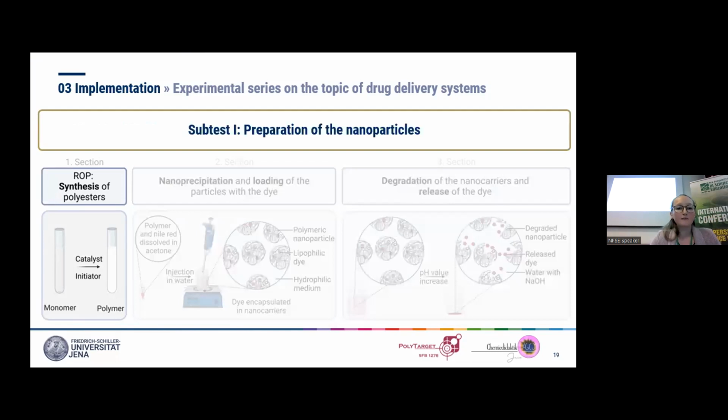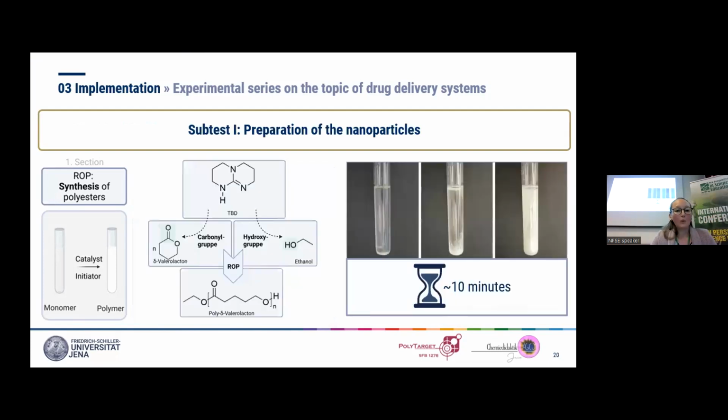In the first part, the preparation of the nanoparticles is the focus. Therefore, a synthesis of a polyester is carried out. We decided on the polymer polydelta-valerolactone. And so the students can carry out a ring opening polymerization of the monomer delta-valerolactone. For a very fast reaction, we take the organocatalyst TBD, triazabicyclodecene, and as the initiator, we choose ethanol. The experiment takes 10 minutes, so it is possible within a school lesson.